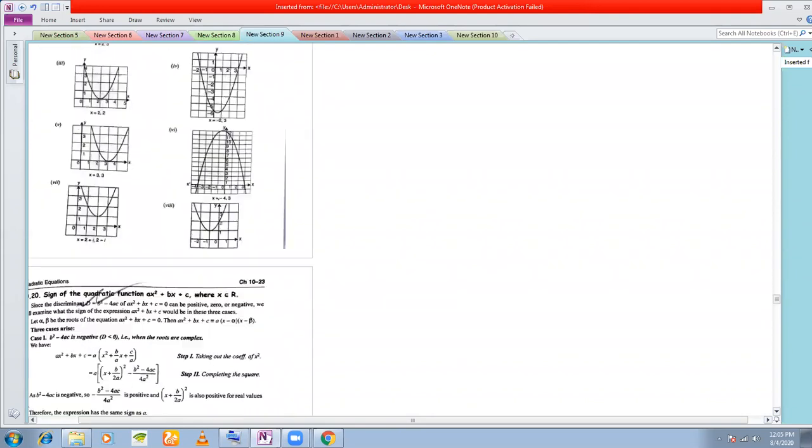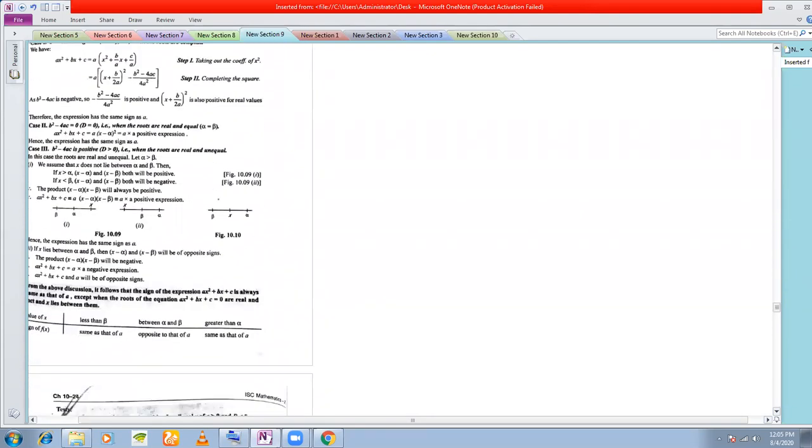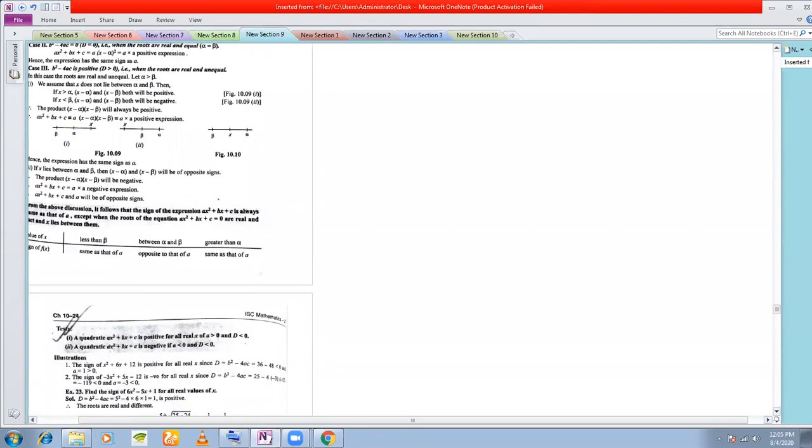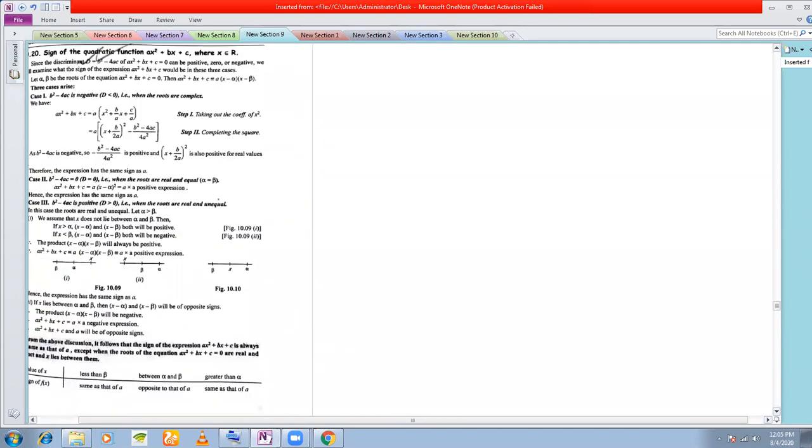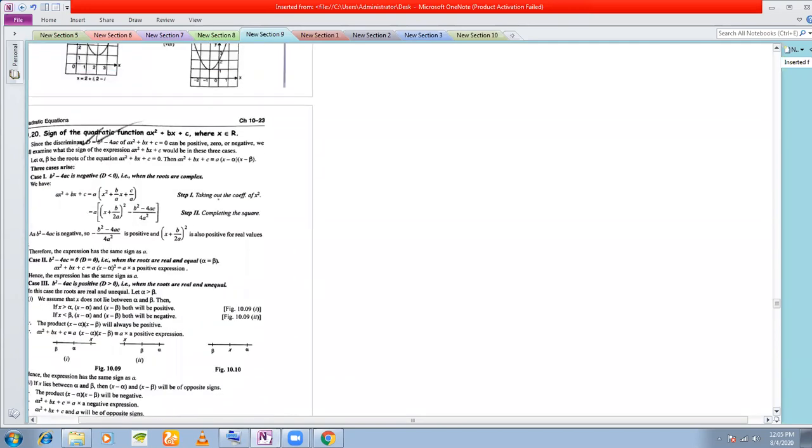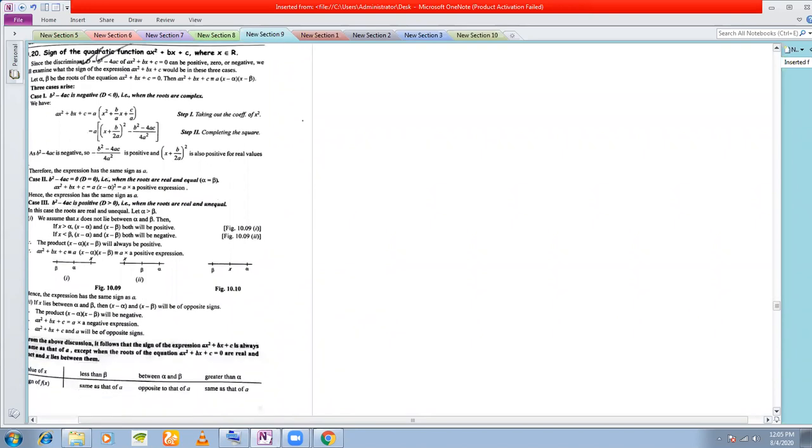We now come to a very important part, how to determine the sign of a quadratic function. Before I start this, there is a very important rule that I want you to know. A part of it I had done last year in class 10, where I said this is called the method of intervals.